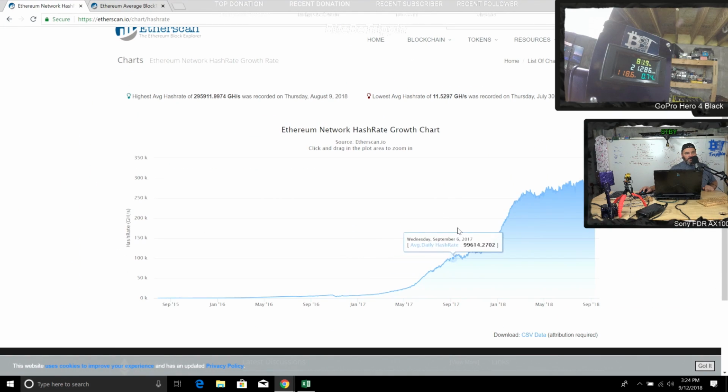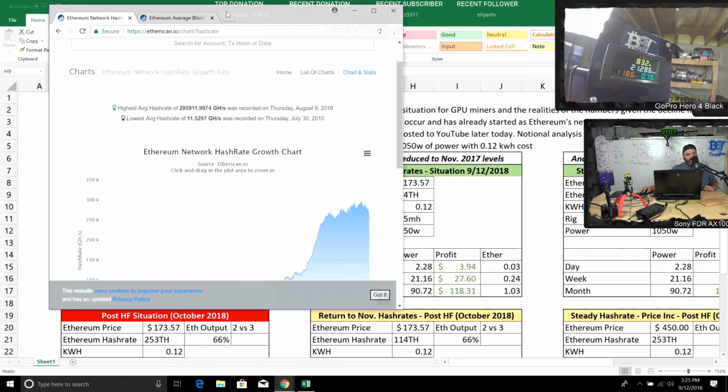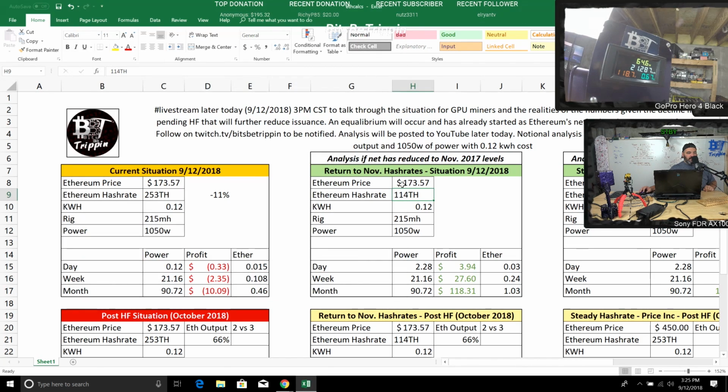If we look at hash rates over time here, so 114 terahash. Right now we're over here, and you can see the downward swing since July and the beginning of August. It's 253 terahash. It was all the way up to almost 300 terahash a month ago. And if we come back to November numbers at current price, that's what it's going to take to get to profitability.